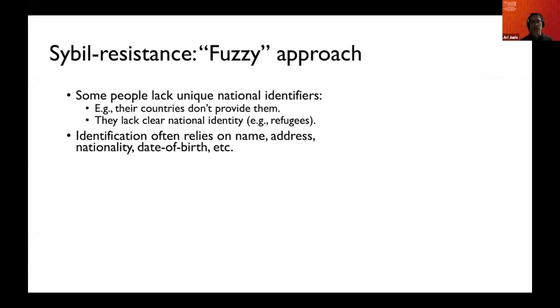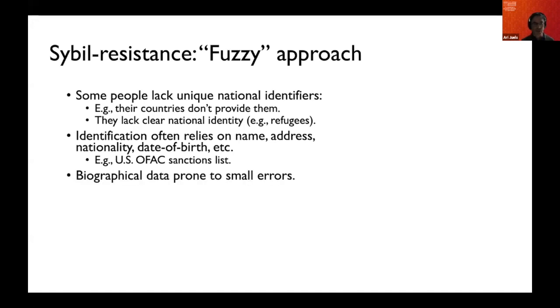Additionally, there are many systems like sanctions lists, which I'll talk about in a moment, that identify people on the basis of biographical information, not unique identifiers. Biographical information like name and address, nationality, date of birth, and so on and so forth. So an example would be the sanctions lists maintained by the Office of Foreign Assets Control in the US. This is a list of people and organizations who are prohibited from interacting with the US financial system.